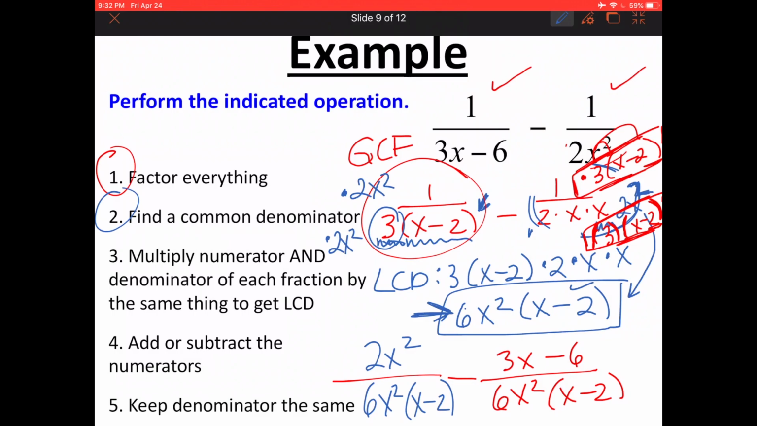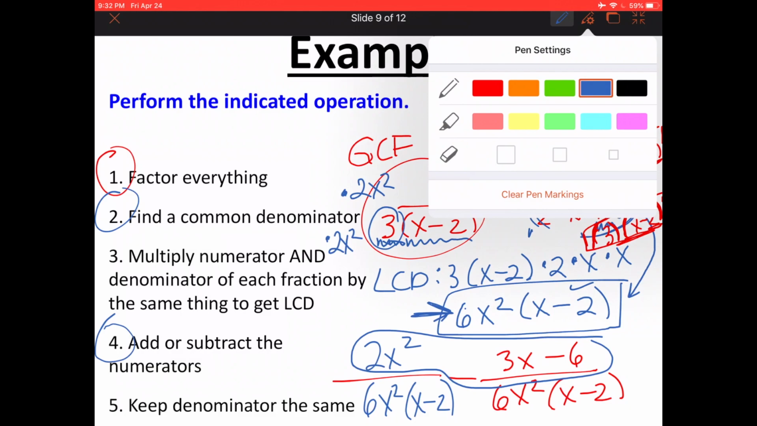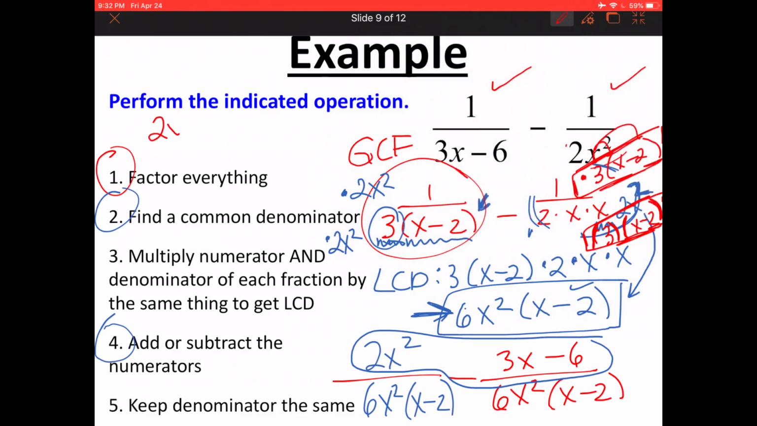All right, guys, last step. Add or subtract the numerators. So there's nothing that I can do there, guys, to add or subtract. So I'm just going to write 2x squared. Don't forget this minus has to distribute to both. Minus 3x, but then when you minus negative 6, it becomes plus 6. And then over, keep the same denominator, 6x squared times x minus 2.